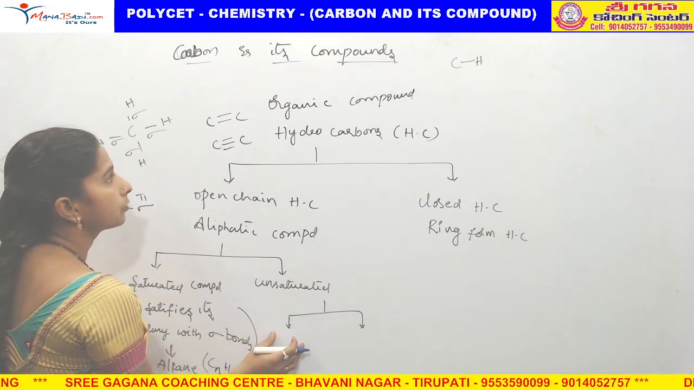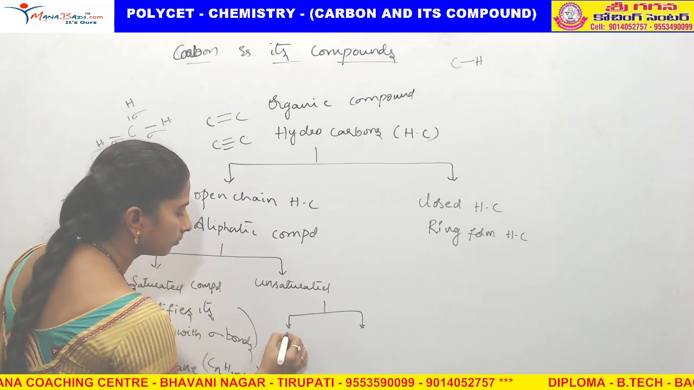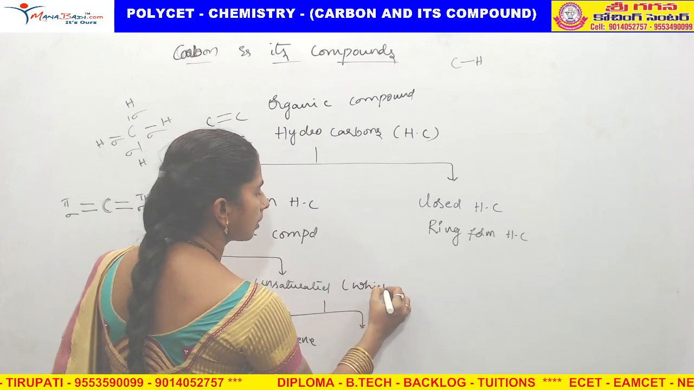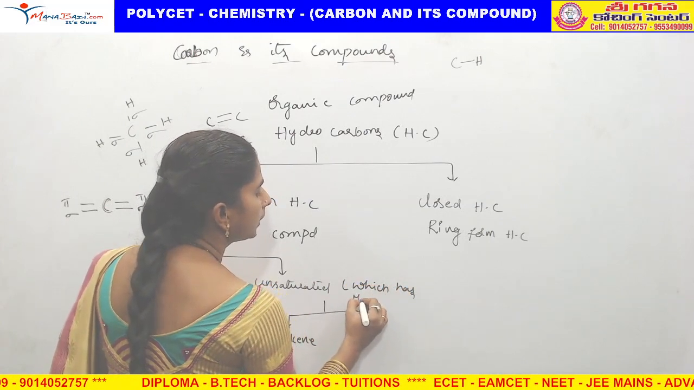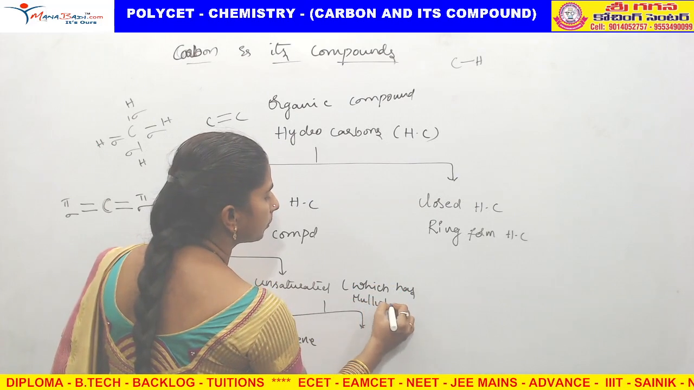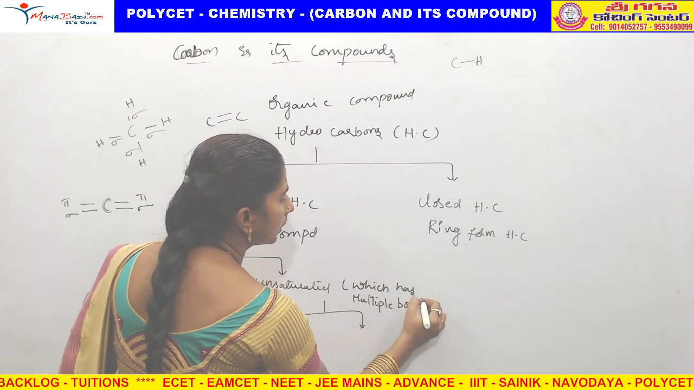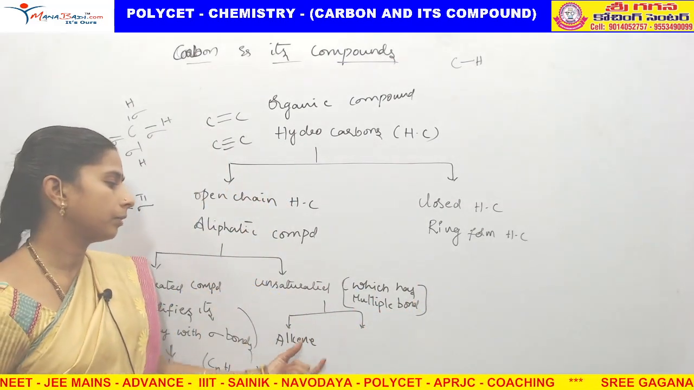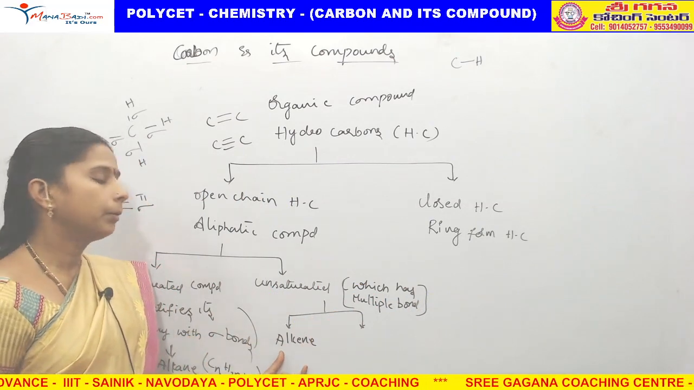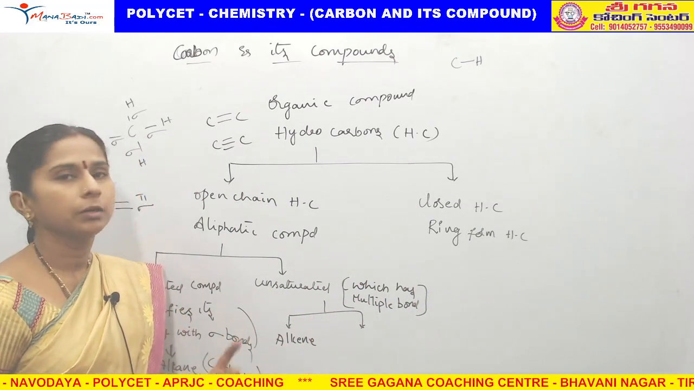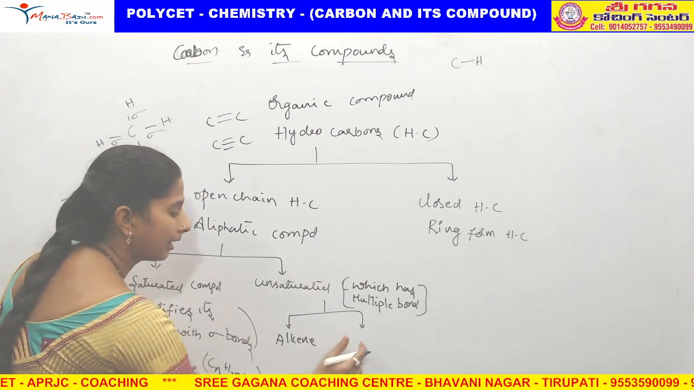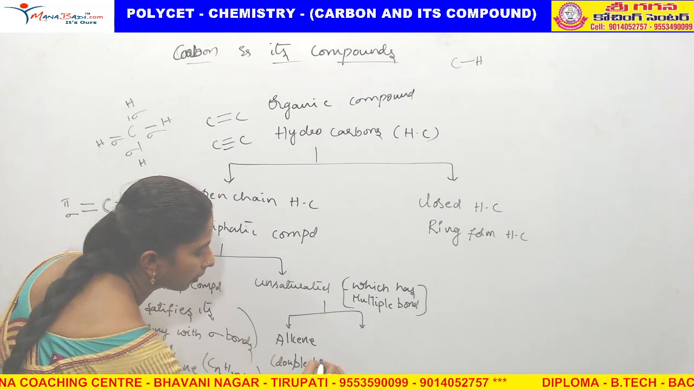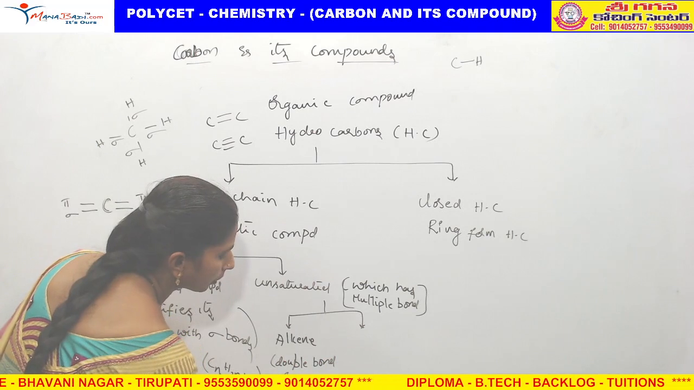Double bonded compounds we are calling alkene. Alkene means unsaturated, which has multiple bonds. Multiple bonds, you may have one more doubt: which is double bond or triple bond? No problem, we are separating both. Double bond we are calling alkene. Triple bond we are calling alkyne. So double bonded compound.